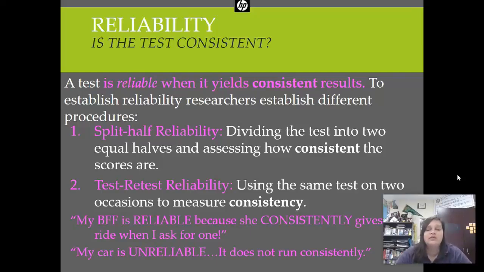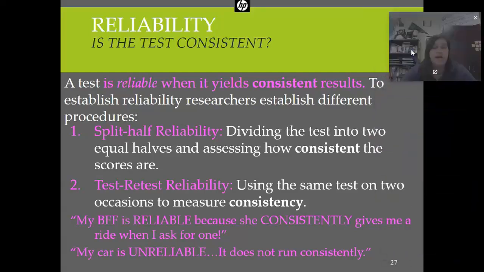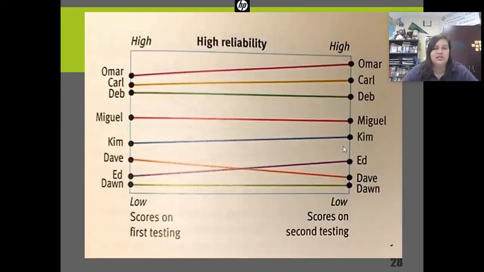Test retest reliability says if we were to take that same test more than one time, if I took it in August and I took it again in January, and I didn't do anything different to prepare for the test, my scores should be pretty consistent. That's test retest reliability. The way I remember that reliability goes with consistency is, I think if my best friend is reliable, it's because she consistently gives me a ride when I ask for one. If a car is unreliable, it doesn't run consistently. Sometimes it works, sometimes it doesn't. So reliability goes with consistency.